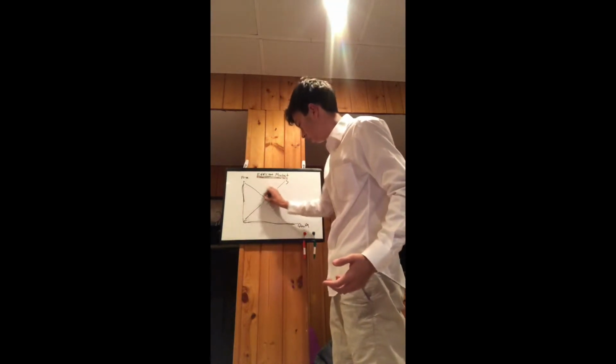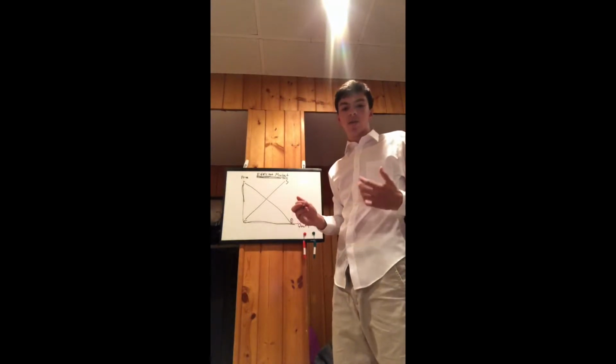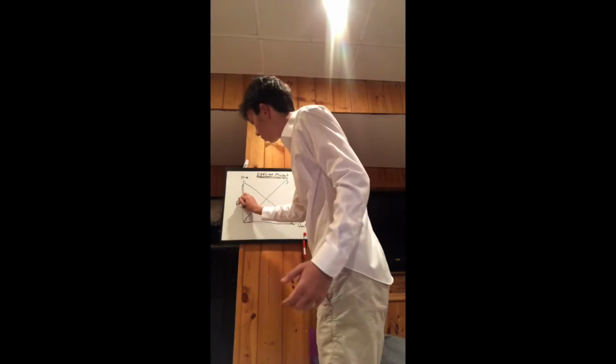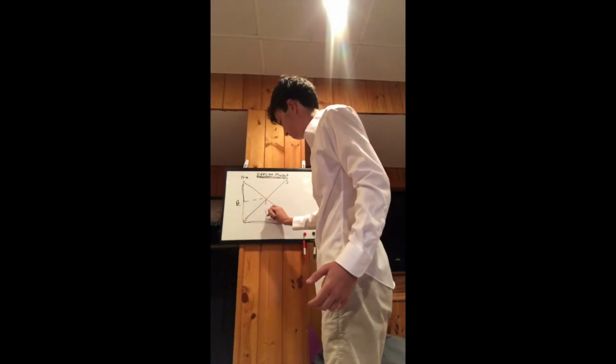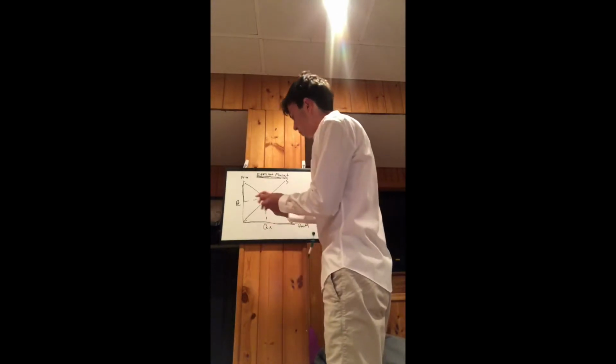A perfectly competitive market with demand and supply looks like this. Supply right here, and demand right here, and we get an equilibrium in price and quantity.